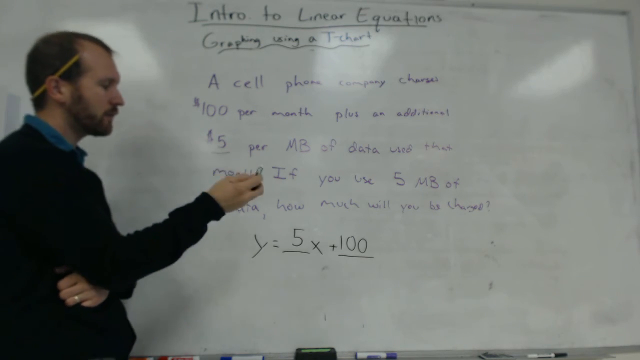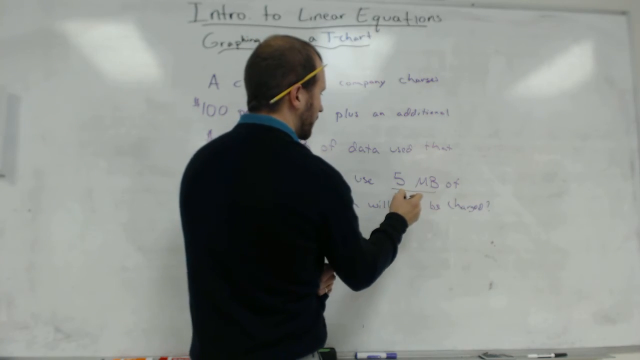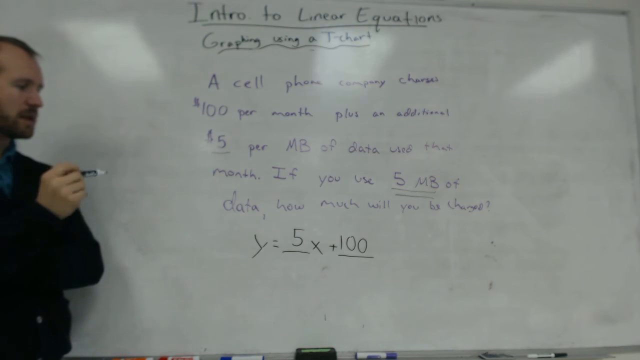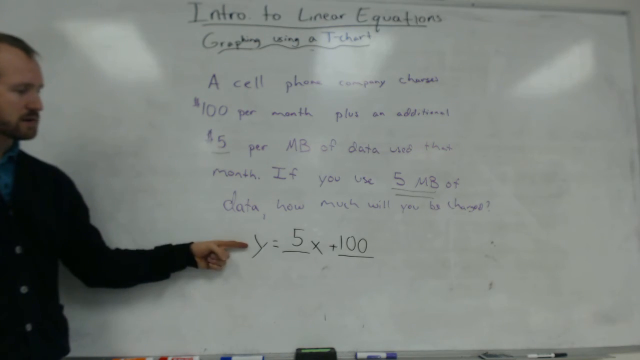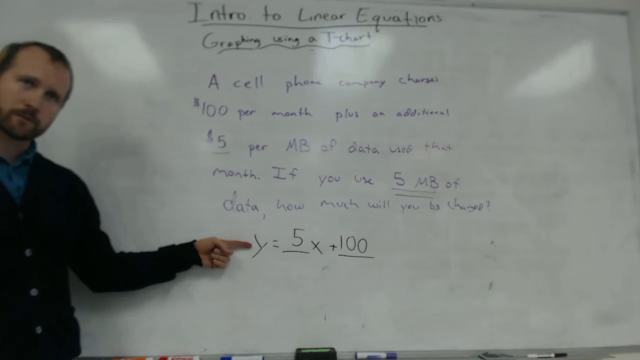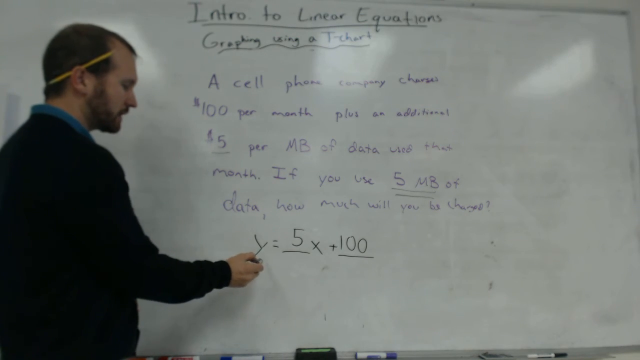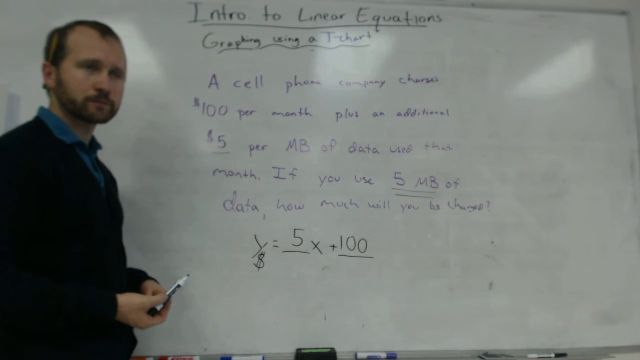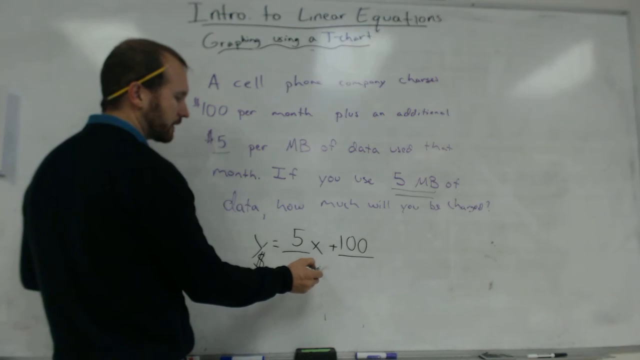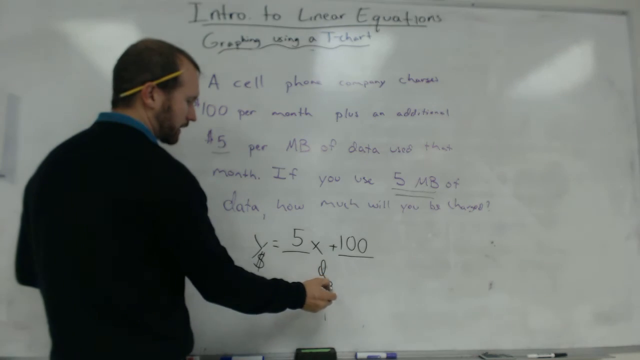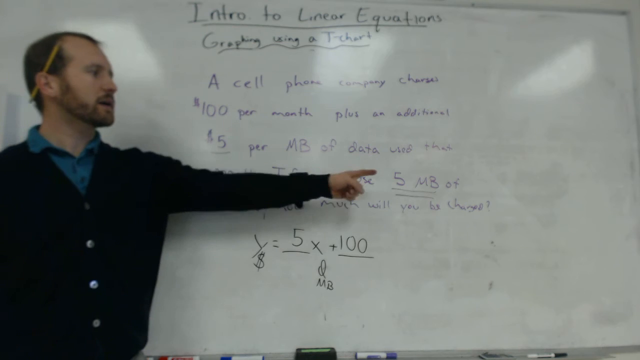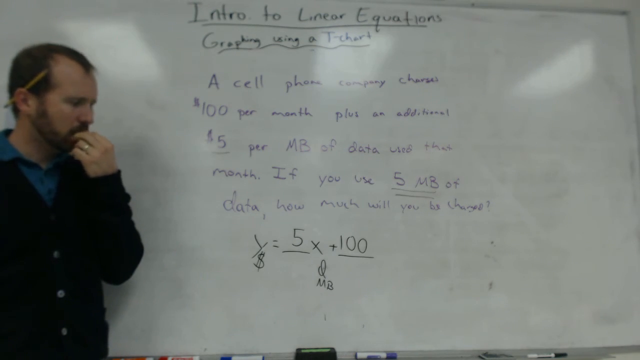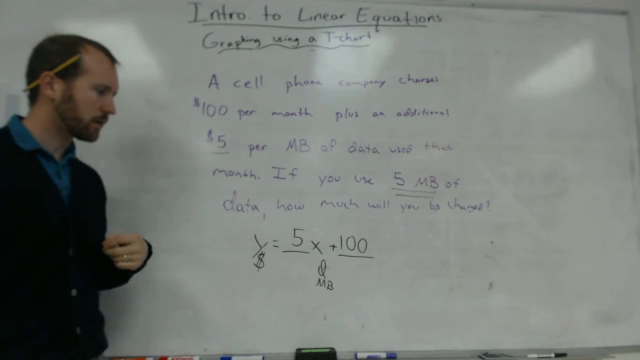Now, I want to find out what is my total charge if I use 5 megabytes of data. So let's think about what the variables represent. What is y representing in this equation? Yeah, this is representing the dollars, right? The amount that I'm paying. What is x representing? Yeah, the data. We could use a d. So where am I going to plug in the 5?